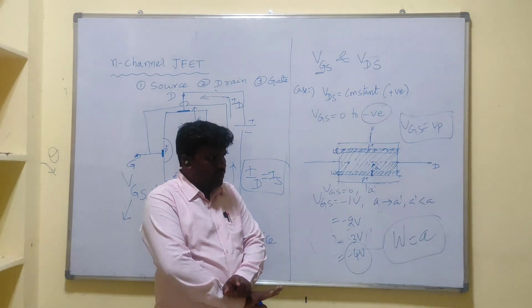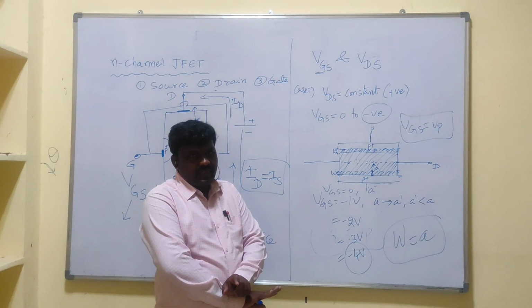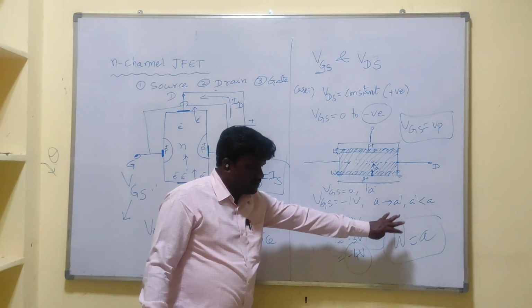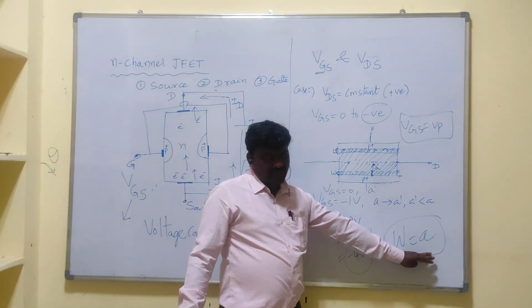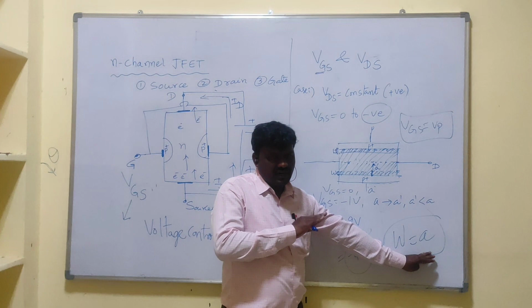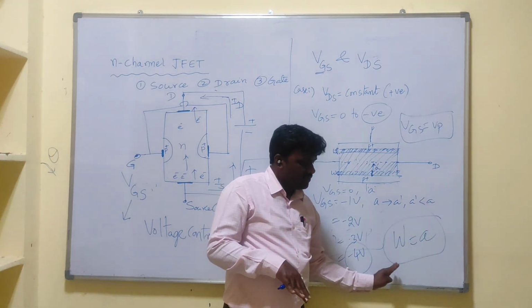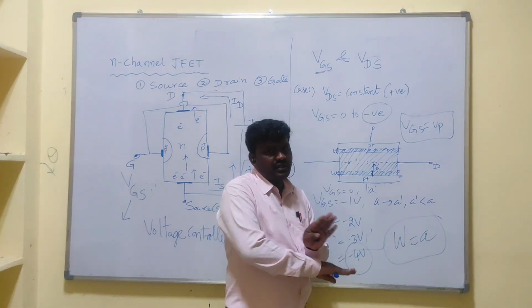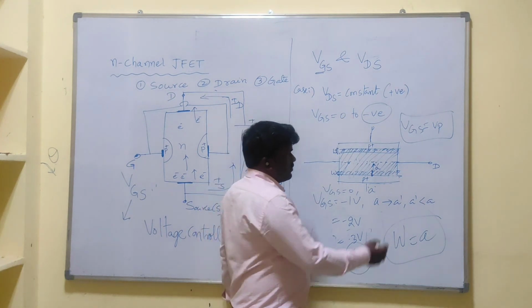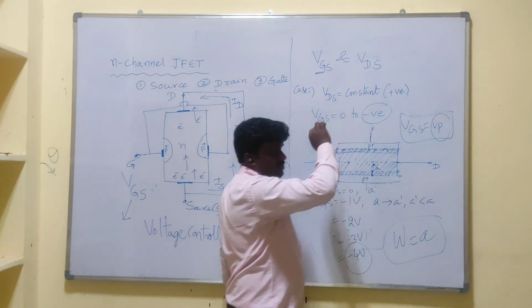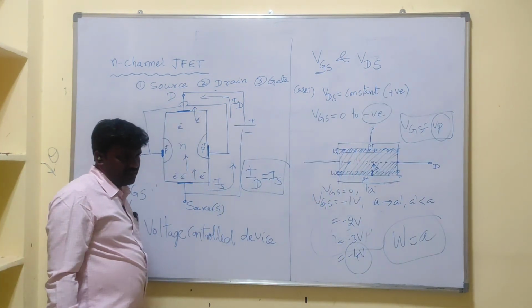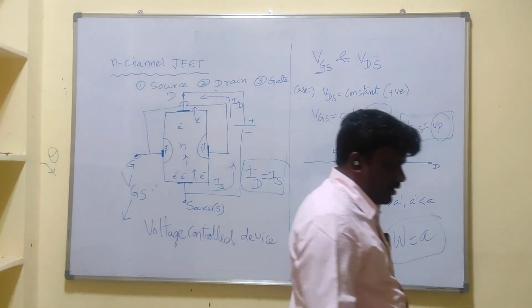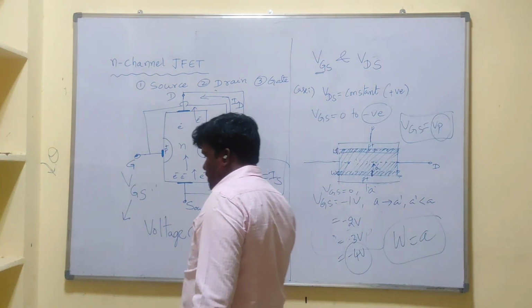As there is no free channel, there are no charge carriers, so conduction is 0. That means there exists only depletion region, there is no current. In that case, we have this pinch off voltage and current becomes 0. Now we will derive that pinch off voltage.